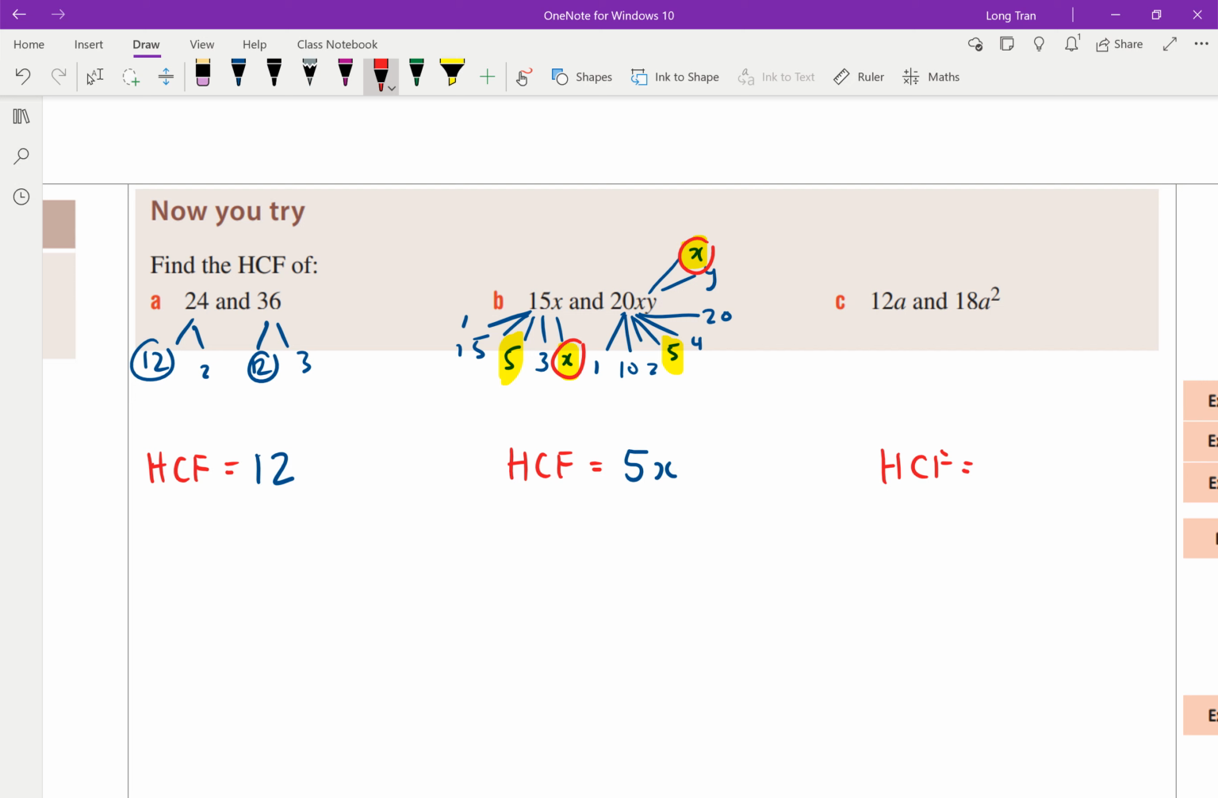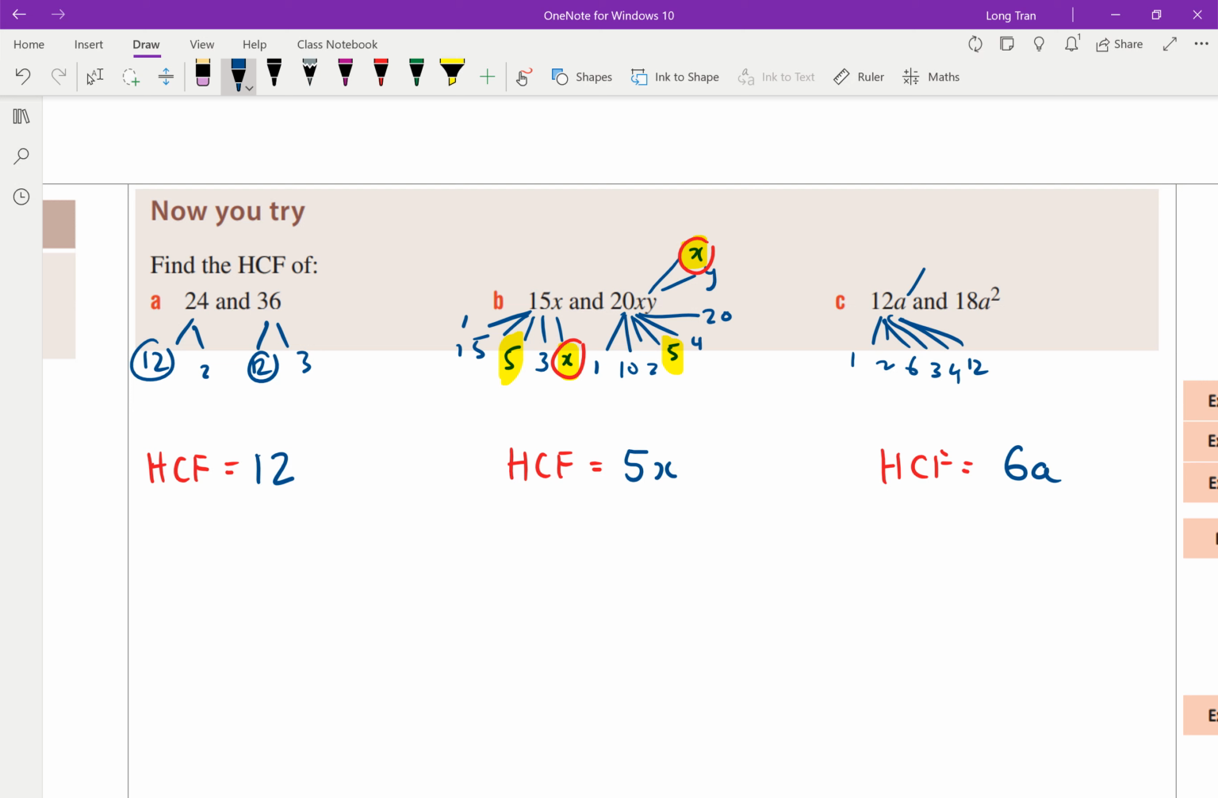And then finally on C, what did you get for C, Maddie? 6A. 6A, and that is, anyone got any different, or they also got 6A? Hands up if you got 6A. Very good. Excellent. 6A is correct. So again, that's 1, 2, 6, 3, and 4, and 12.